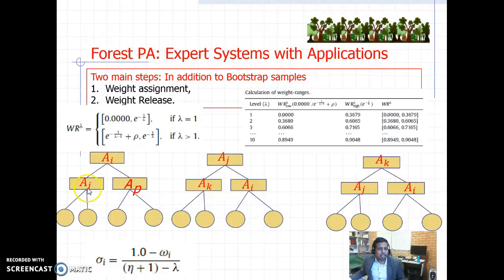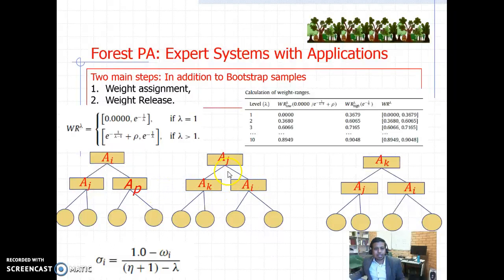Say for example, AI, AJ, and AP are tested in the first tree. When we build the second tree, we have a second bootstrap sample and a different weight distribution. AI, AJ, and AP have got some weight, and other attributes like AK, AL, etc. don't have any weight, so no punishment, still one full weight. So we get a different tree now.